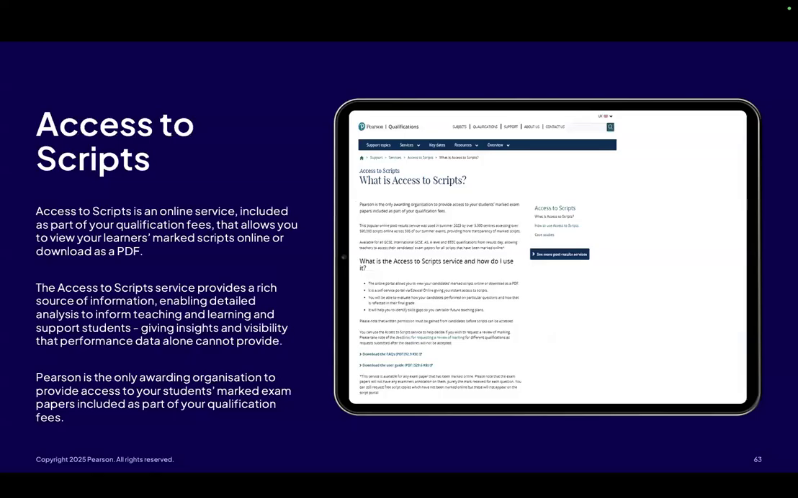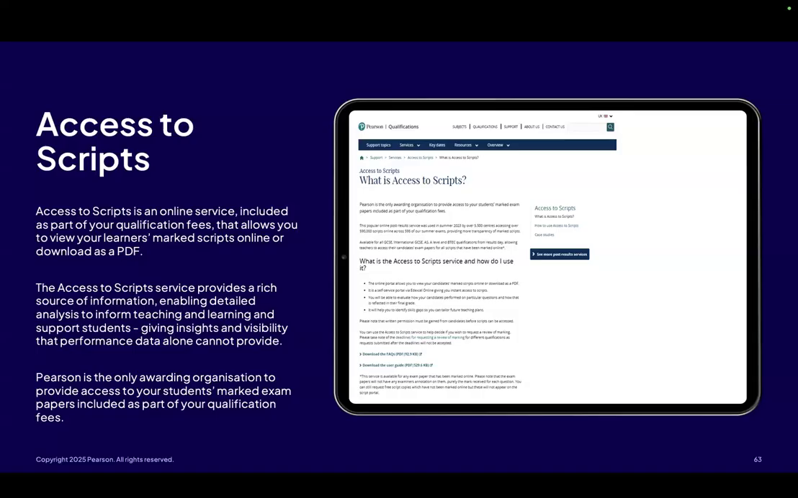Access to scripts, this is great. It's self-service, online, free and instant from results day onwards. It cuts down on speculative EARs, as schools have the time and information needed to make informed decisions. So browse around that, have a little look at how it could be relevant to you, your department, your centre. It allows you to see all your students' marked exam papers free of charge.